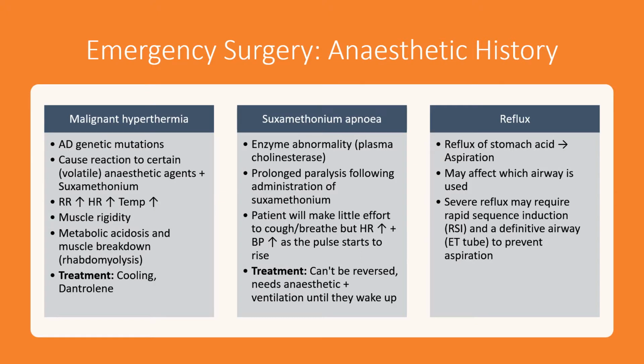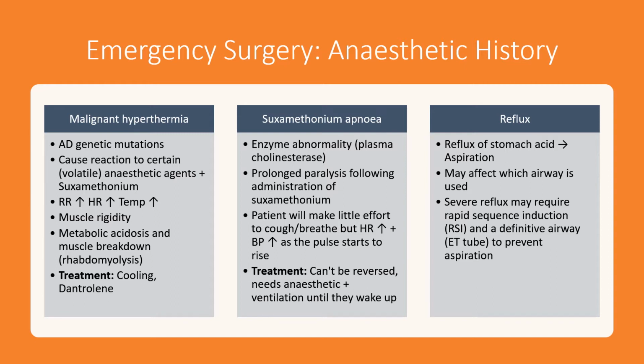So looking at the slide, this is quite a high yield slide in the sense where a lot of these conditions tend to come up on exams. The first one is malignant hyperthermia. It's an autosomal dominant genetic mutation that basically causes a reaction to many anesthetic agents and dexamethasone. These patients tend to present with high respiratory rates, tachycardia, and high temperature, and it's associated with muscle rigidity.